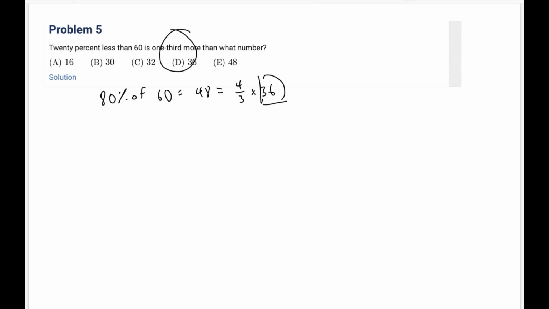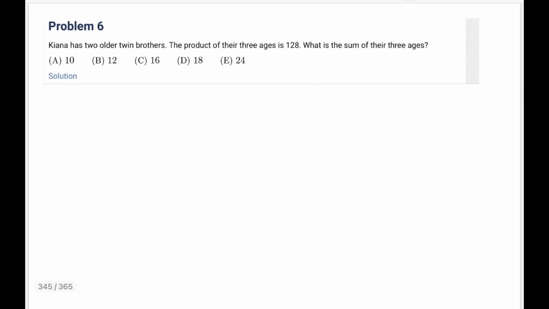The answer is D. Number 6, Kiana has 2 older twin brothers. The product of their 3 ages is 128. What is the sum of their 3 ages? Okay, so 128 is 2 to the 7th power, and with older twin brothers, this could only be 2 times 2 to the 3rd power times 2 to the 3rd power. So the 3 ages are 2 plus 8 plus 8 equals 18.